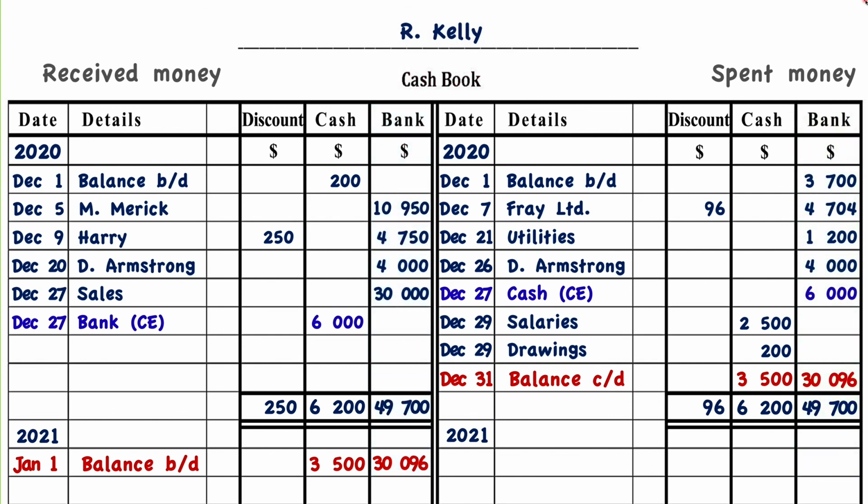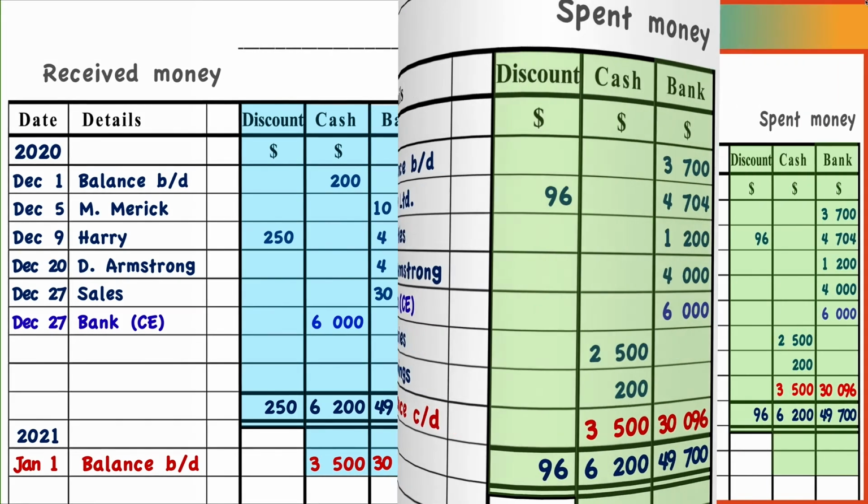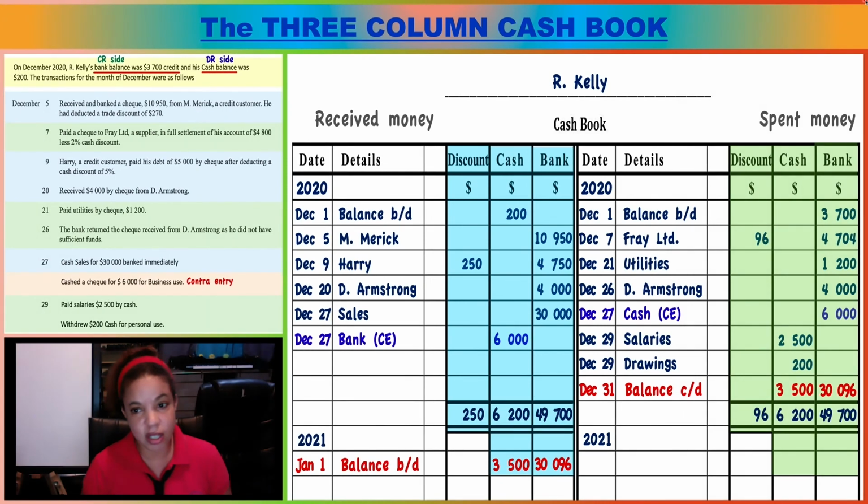Good, so that's it for our lesson today. You would see all of your received money, all of your spent money, your balances, and that is what a cash book would look like. And you can just pause the screen if you have to. There's a question. Yes, it's a bit small, but you can go back and forth and you can check it out. And that's it for the cash book.